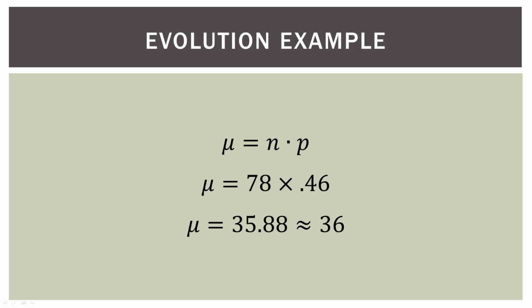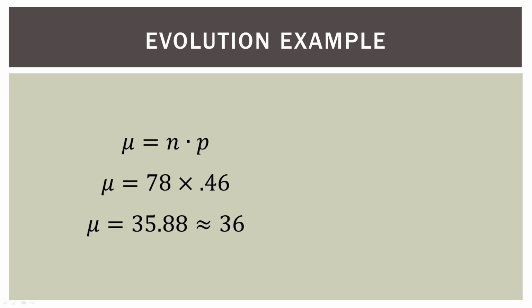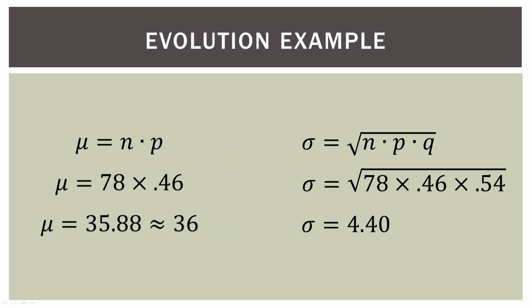But now let's do the standard deviation. So we'll move that over. Now look at the standard deviation. We just have the square root of n times p times q. So that is 78 times 0.46 times 0.54. And that gives us a standard deviation of 4.4 people.